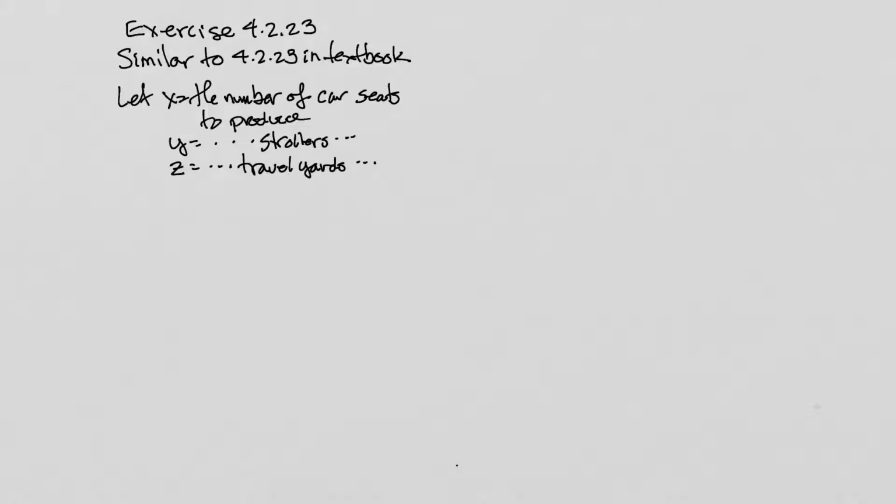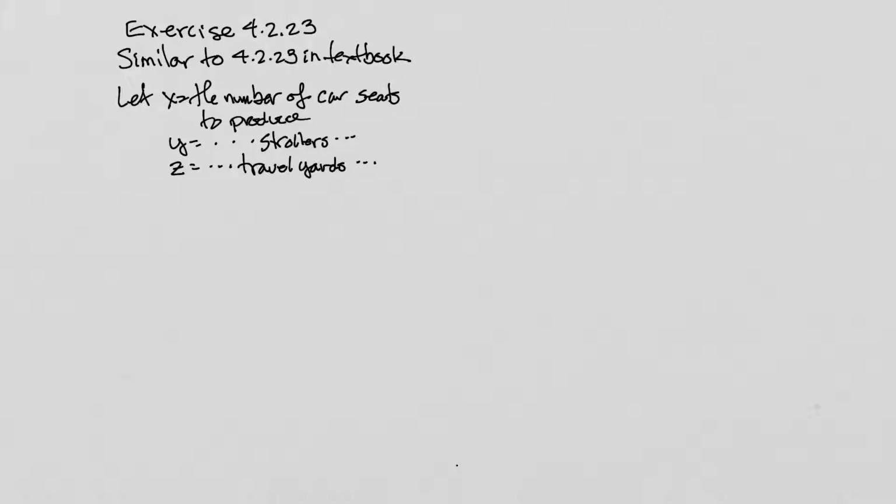This is problem number 23 in section 4.2, and it's similar to number 23 in the textbook also. As you read through this problem, let's just go to the last sentence, or pretty close to it. It says, how many car seats should we produce, how many strollers should we produce, and how many travel yards should we produce in order to maximize our profit? So what we're going to do here is let X be the number of car seats to produce, Y be the number of strollers to produce, Z be the number of travel yards to produce.